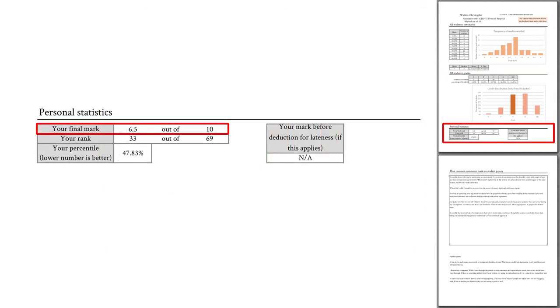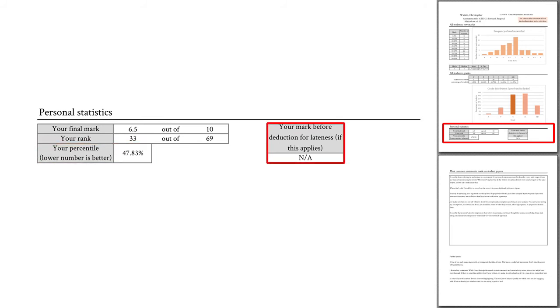And then right at the bottom you've got personal statistics, where you've got your own final mark. Here my mark was 6.5 out of 10. You've got your rank in the unit, so I was ranked 33 out of 69 students, and your percentile. Another way of thinking about this is that you are in the top how many percent of students in the unit. Well, for me, I'm in the top 47.83% of students in the unit.